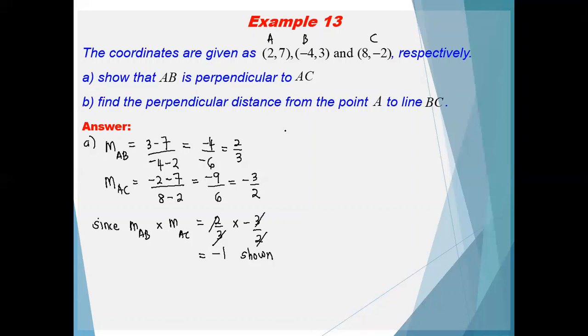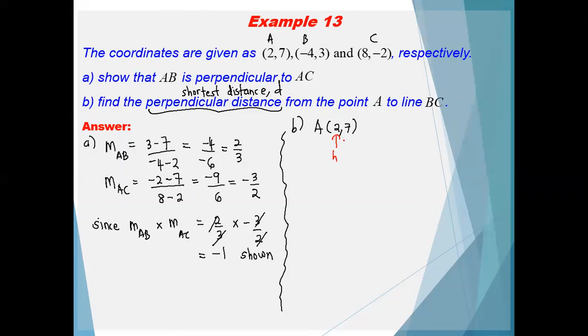Okay, so we move to another question, which is B. Find the perpendicular distance from the point A to line BC. Perpendicular distance ni maksudnya shortest distance lah. Okay, shortest distance, which is D. Okay, so what is your A? A is 2, 7. So 2, 7 ni akan jadi, okay, this one is H. 7 will be your K.